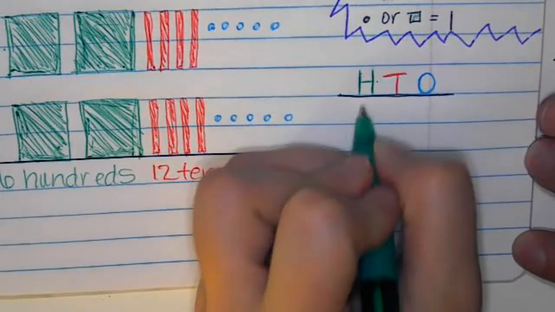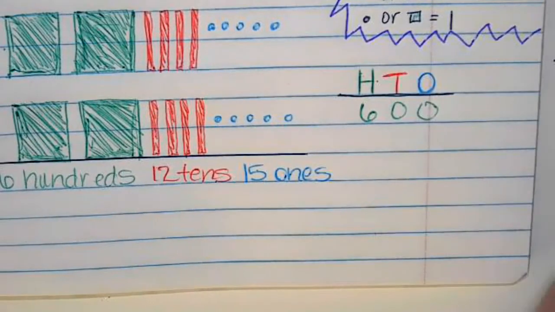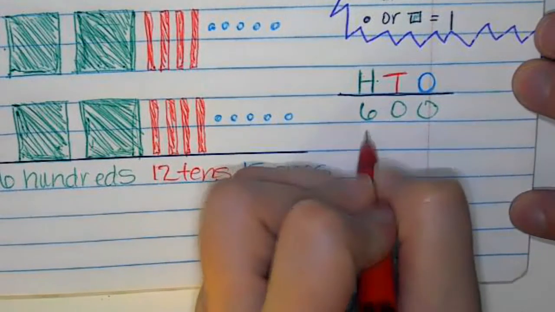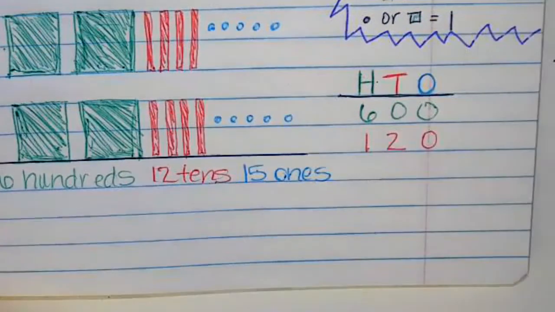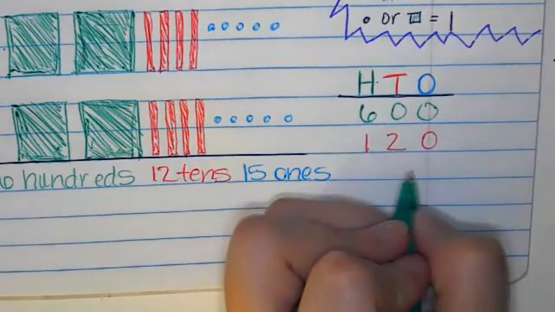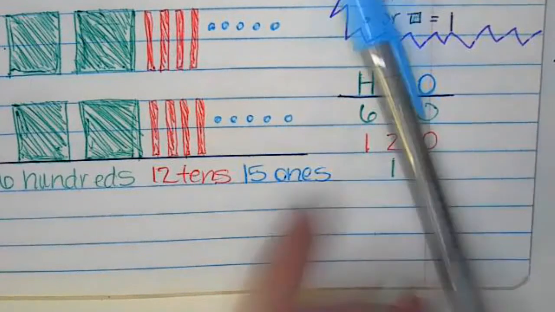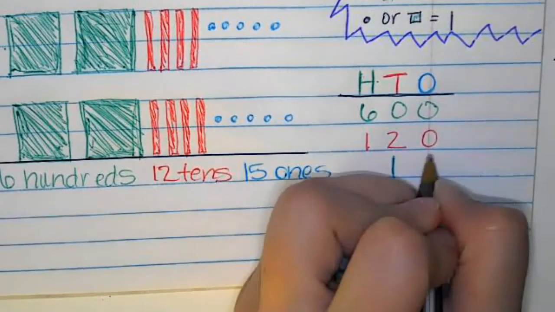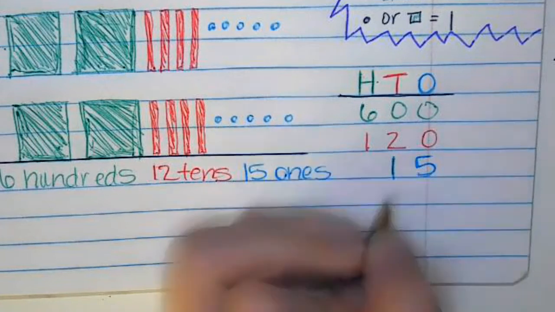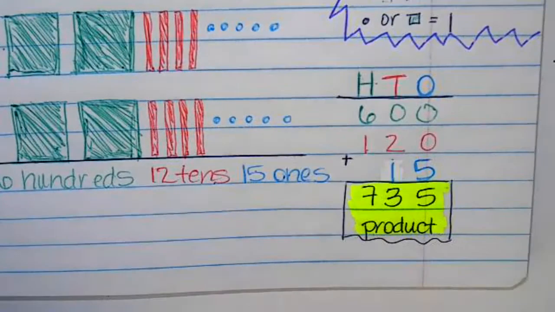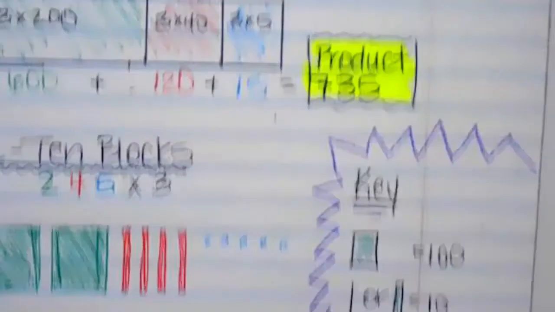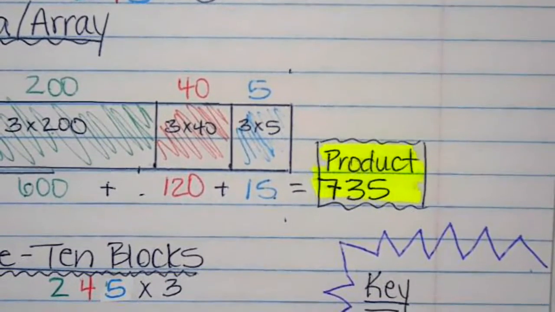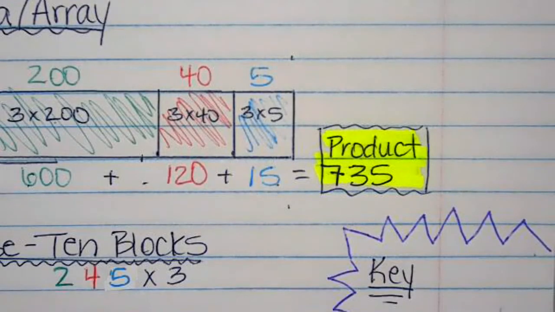So I'm going to add them up. I have 6 in the hundreds place, 12 tens, and 15 ones. And it's my job to add those up. When I do that, I get 735 as the product, just like I did when I did the area or array model. So now I'm going to teach you a third strategy.